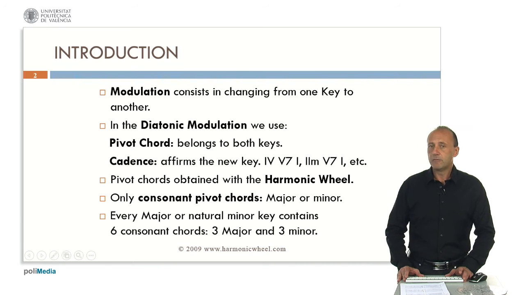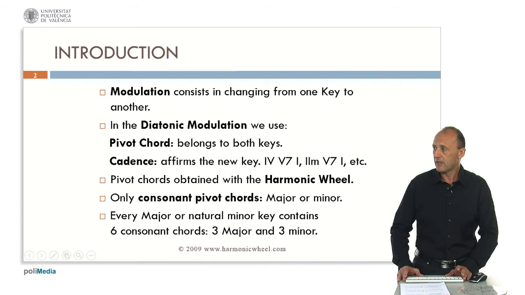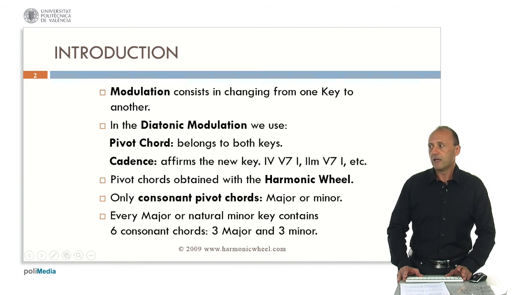The pivot chords can be obtained with the harmonic wheel, as well as in the traditional way. We will compare both ways. For simplicity, we will consider only consonant pivot chords, that is major and minor chords. We should remind that every major or natural minor key contains 6 consonant chords, 3 major and 3 minor.